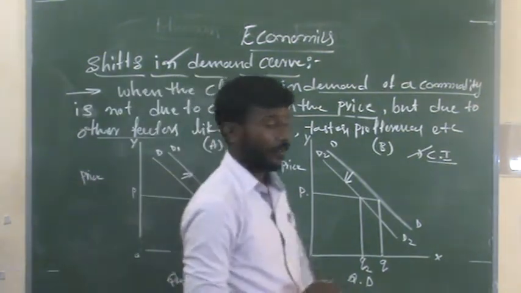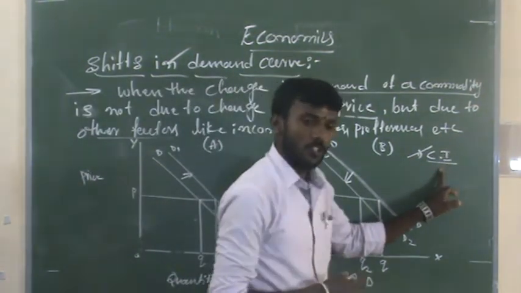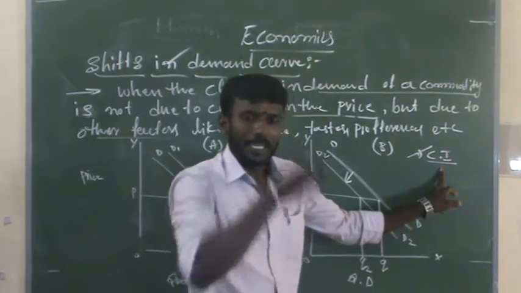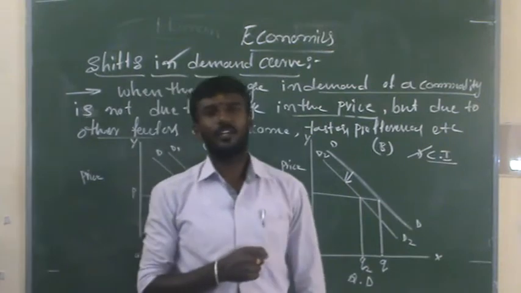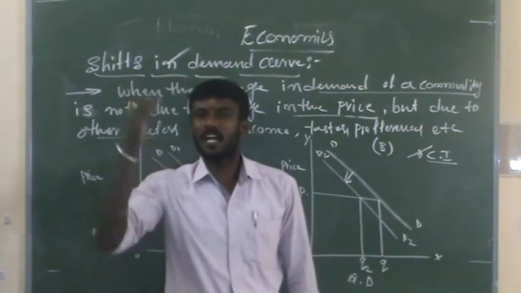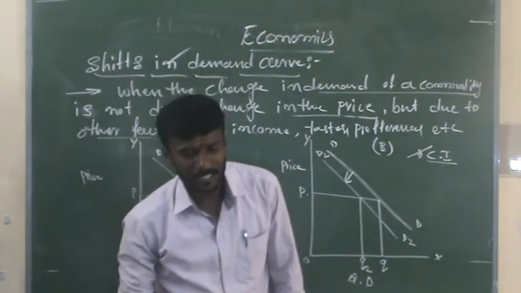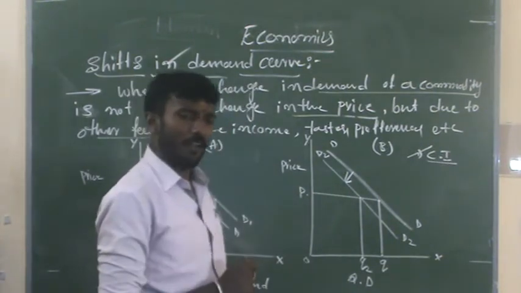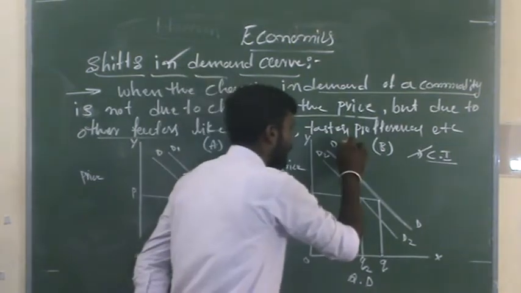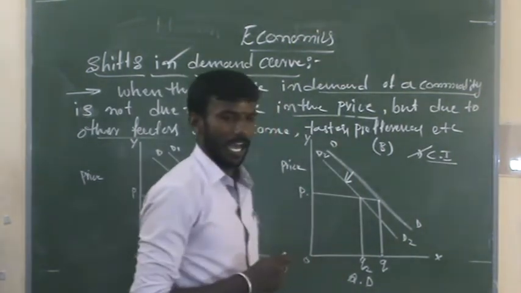And vice versa, when the consumer income decreases, diminishing or declining, in this situation you already know that the demand for normal goods also decreases or diminishes. In this situation, the demand curve will be shifting leftward or downward, I mean DD to D2, right?